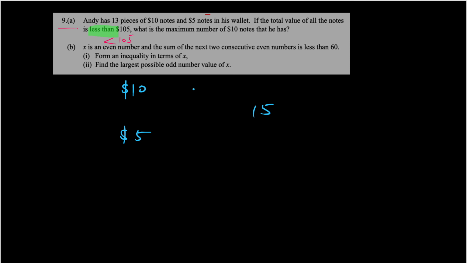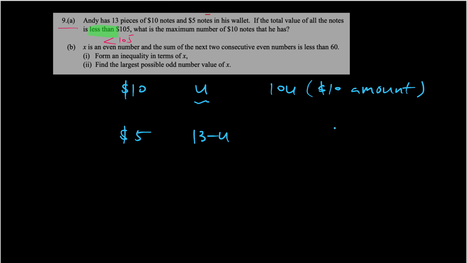So if you assign the number of $10 notes as u, the number of $5 notes will be 13 minus u. So how do you find the total amount for the $10 notes? 10 times u equals 10u. So basically 10u is the amount of $10.